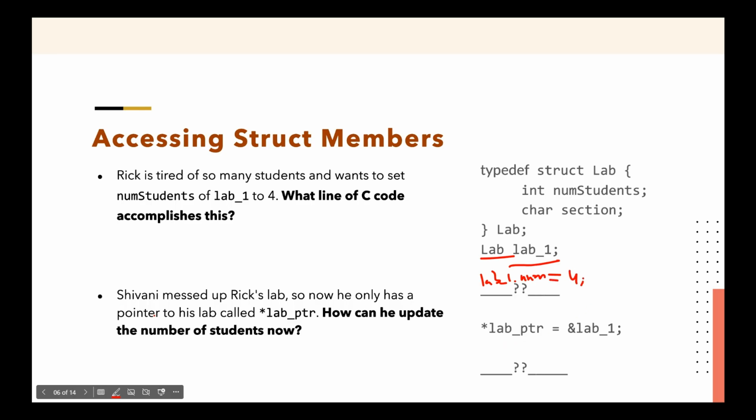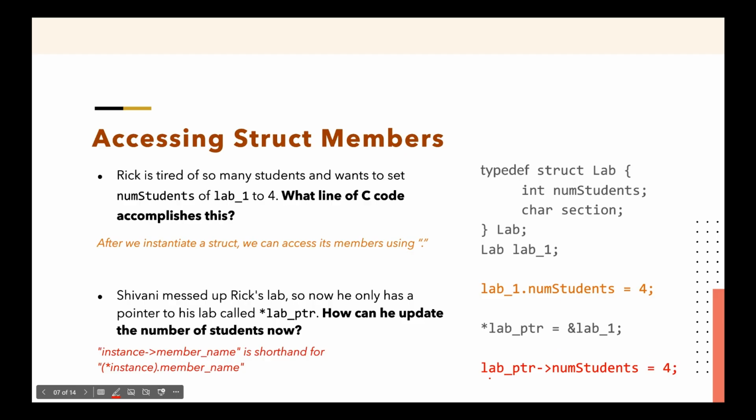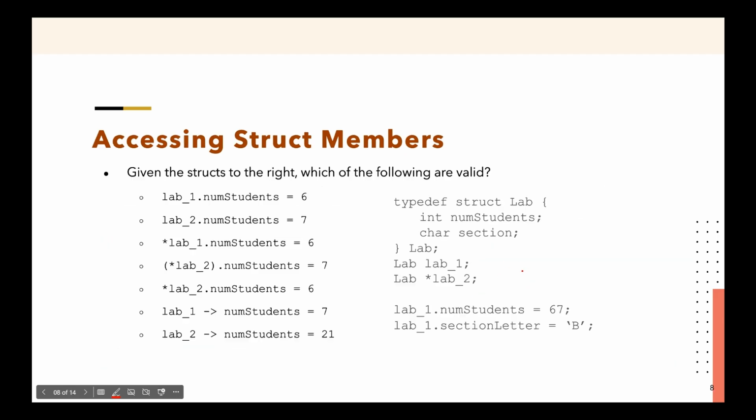And then in the second part, Shivani's messed up the lab, so now he only has a pointer to his lab. That's unfortunate. And so how can we update the number now? In this case, we can use the arrow notation with this new pointer. And in this case, it would be pointer arrow num equals 4. Right. So you can see here this is just an application of using the dot notation versus the arrow notation. Most important thing to see here is that this is a pointer. This is an actual struct.